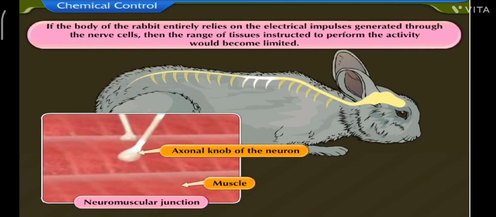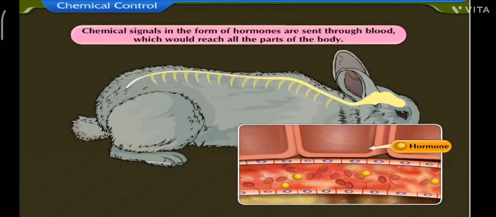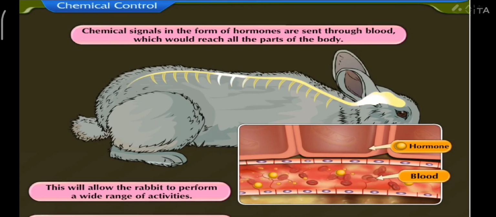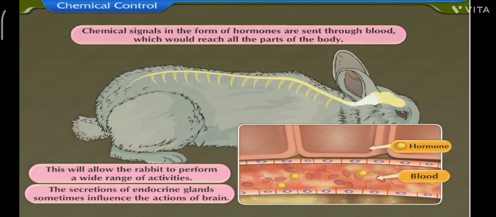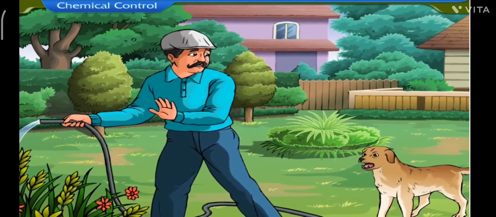If the body of the rabbit entirely relies on the electrical impulses generated through the nerve cells, then the range of tissues instructed to perform the activity would become limited. On the other hand, if the chemical signals in the form of hormones are sent, then through blood, they would reach all the parts of the body. This will allow the rabbit to perform a wide range of activities. The secretions of endocrine glands sometimes influence the actions of the brain. Such a situation occurs in the case of many animals, including human beings.